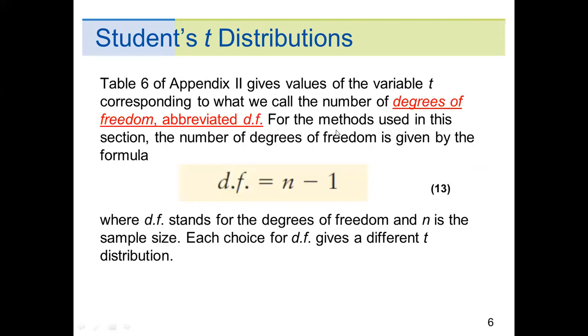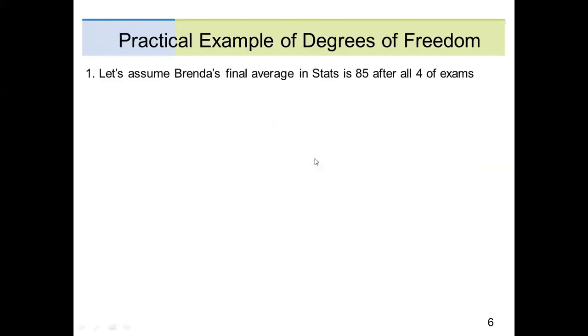The student distribution makes use of something called degrees of freedom, DF. Simply stated, degrees of freedom is the n value minus 1. The T distribution, the student distribution, uses degrees of freedom on the chart. So what does degrees of freedom really mean?